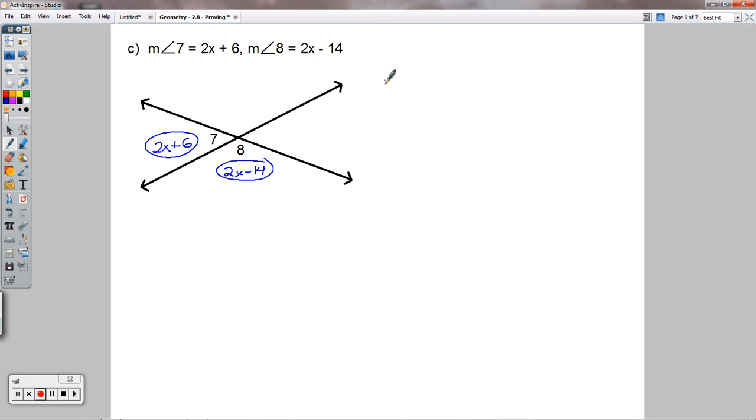So I can say that the measure of angle 7 plus the measure of angle 8 has to equal 180 degrees. My justification for that, they are a linear pair. And then I could take what they equal and plug them in. If you did that right away, no problem at all. So 2x plus 6, that's the measure of angle 7, plus 2x minus 14, that's the measure of angle 8. I'll use parentheses, I wouldn't have to, but this 2x plus 6 was representative of the measure of angle 7. Likewise, this with the measure of angle 8.